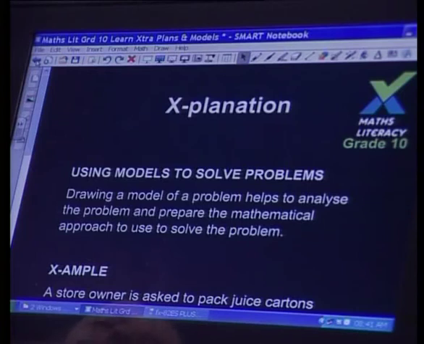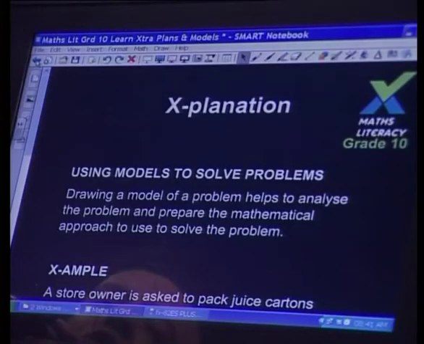Well, it's great to have you back, and we're going to move into the last section of our Plans and Models course today. We're going to move on to using models to solve problems, and when we are faced with a question where a model is useful, it's good that we draw a plan of our model so that we can actually see what we're dealing with. And it will help us analyze the problem and prepare the mathematical approach to use to solve the problem.